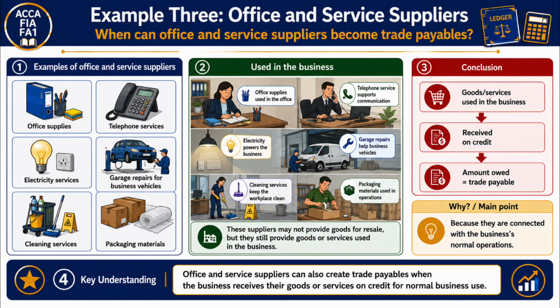Important understanding. A trade account payable is a liability. A liability means the business owes money. So, when the business owes money to suppliers, it has a liability. For example, the business buys goods from a supplier for $500 on credit. This means the business has received goods. The business has not paid yet. The business now owes the supplier $500. Therefore, the business has a trade payable of $500. In simple words, goods or services received now. Payment will be made later. Amount owed to supplier equals trade payable.